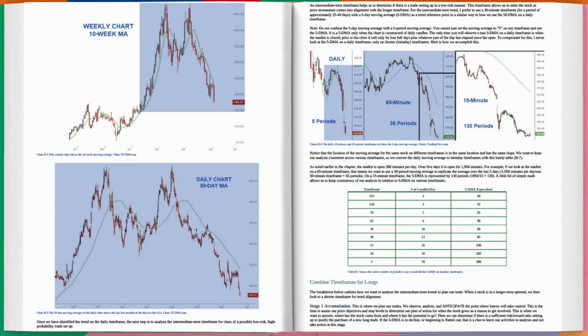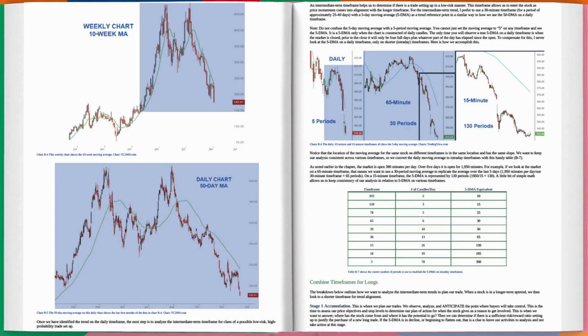Stage 1 accumulation. This is where we plan our trades. We observe, analyze, and anticipate the point where buyers will take control. This is the time to assess our price objectives and stop levels to determine our plan of action for when the stock gives us a reason to get involved. This is when we want to answer, where has the stock come from and where it has the potential to go. Then we can determine if there is a sufficient risk and reward ratio setting up to justify the purchase of a new long trade.